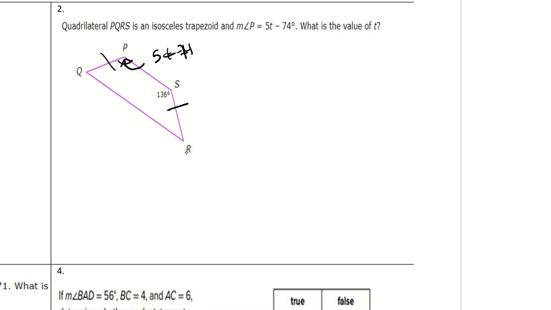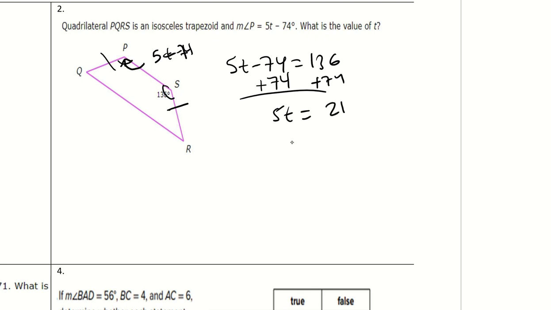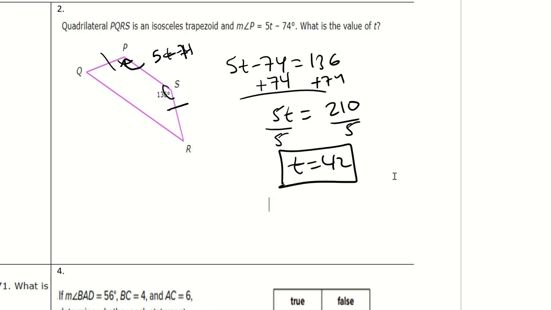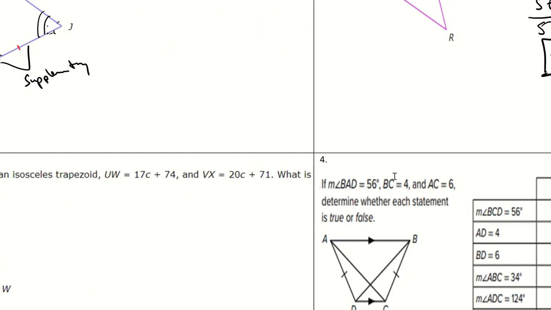Well, we know that these two angles have to be congruent, so we can set 5t minus 74 equal to 136. And then we can solve that. So plus 74. All right, and then we got 5t equals, add that together, you get 210. Divide by 5 on both sides, so t is equal to 42. All right, so we got the value of t.